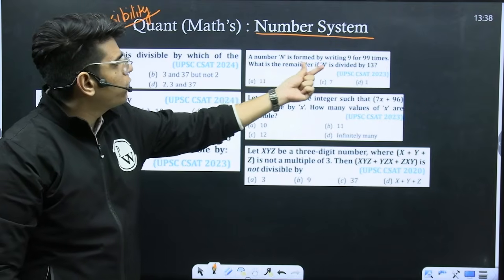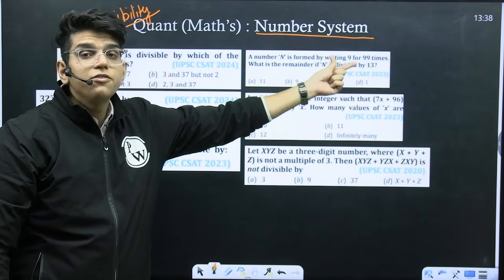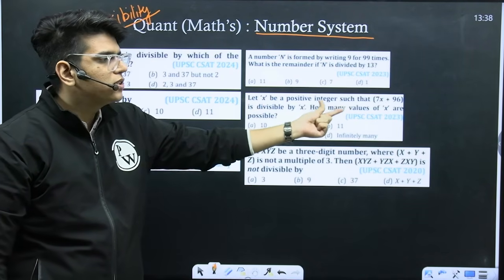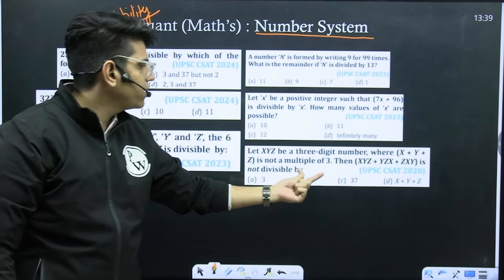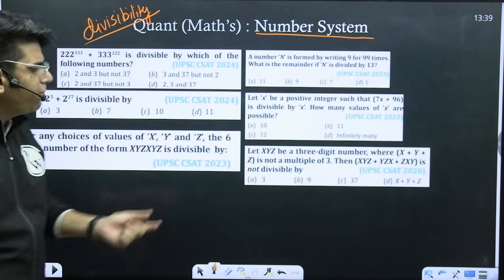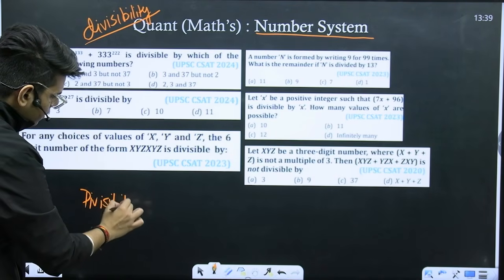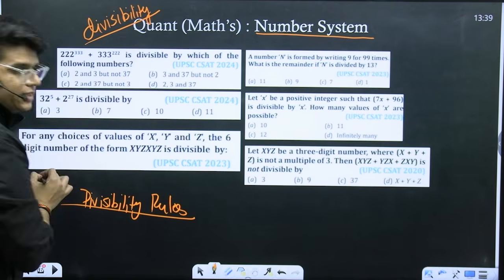A number n is found by repeating 999 times. What is the remainder when n is divided by 13? Let x be a positive integer. How many possible values of x? That also comes through divisibility rules. This again is solved by divisibility rules. If you know the divisibility rules, you can solve all these questions very easily.